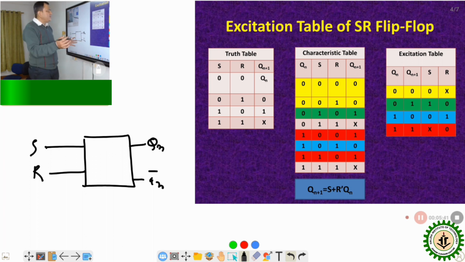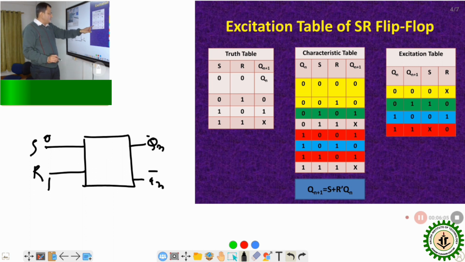That means there will be no change of state when S and R both are 0. That is called the no change condition. Now, if we apply 0 and 1, then the output should be 0. That is, it will be reset. If it is 1 0, the output will be 1. This is 1, this is 0.